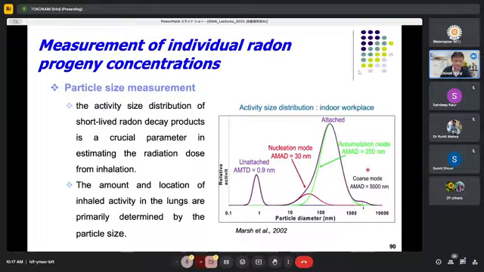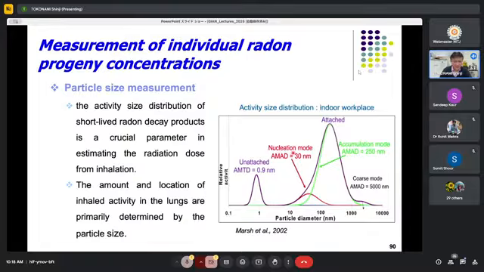This figure exemplifies the activity size distribution at indoor workplaces. Here is the particle diameter in nanometer, and here is a relative activity. You can find an unattached progeny peak. Activity median thermodynamic diameter is 0.9 nanometer. In general, we say an unattached progeny.